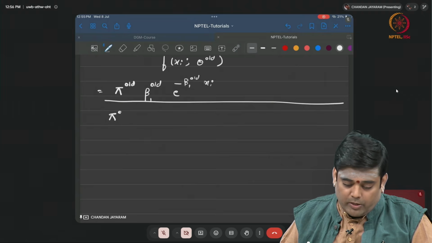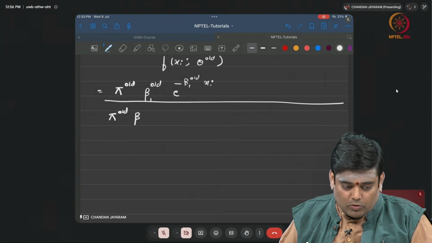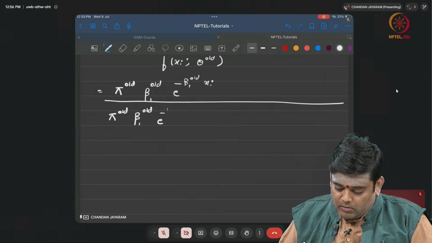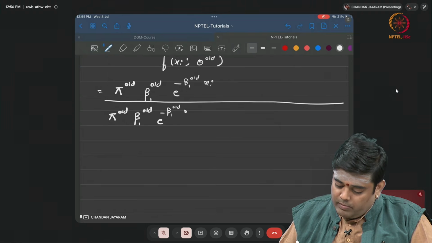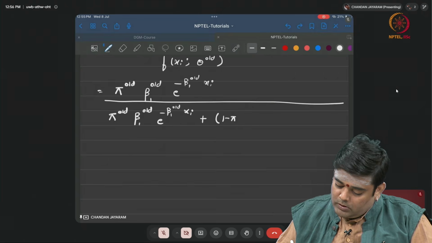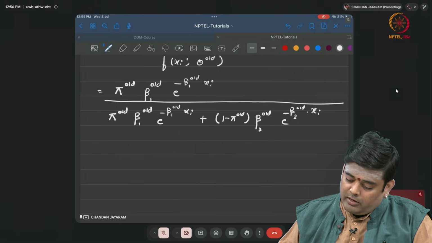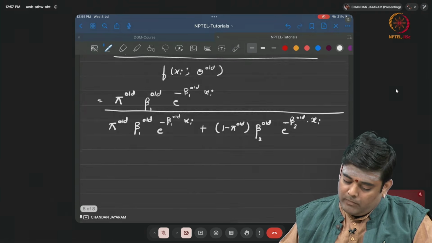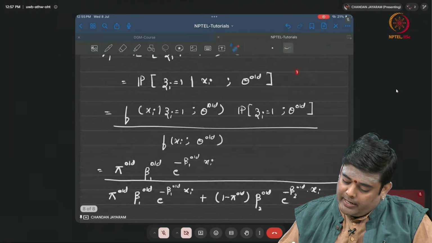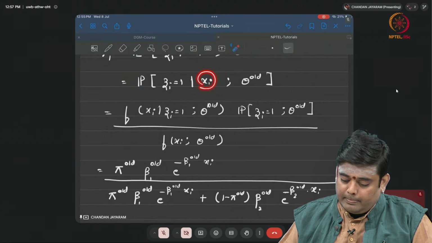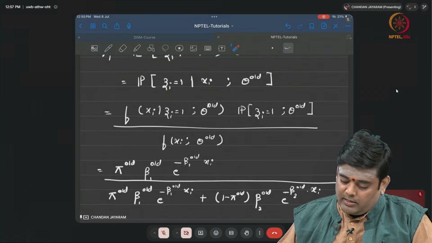This is pi old beta 1 old e to the power of minus beta 1 old Xi plus 1 minus pi old beta 2 old e to the power of minus beta 2 old into Xi. Okay, fine. Now this is the probability that for a given Xi, Zi is taking the value 1.